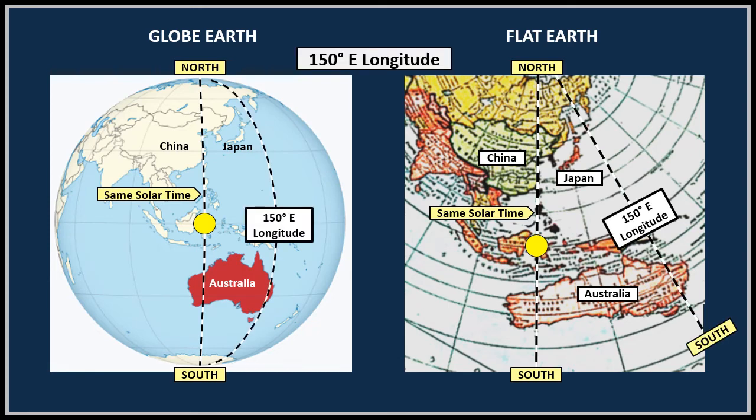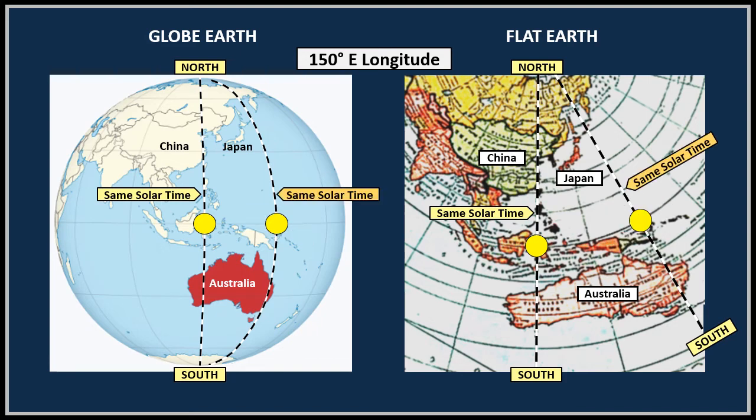And this is 150 degrees east longitude, which cuts through Russia up here and eastern Australia down here. And this is solar noon for that longitude. So again, because both of these locations share the same solar noon, we know that this part of eastern Australia is due south of this part of Russia.